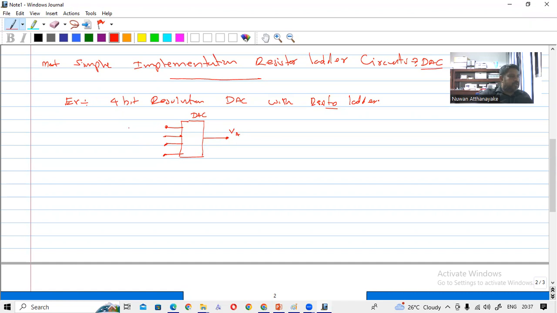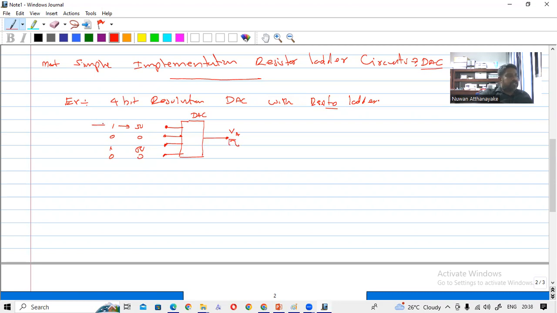The inputs are some voltage level, most probably 2 voltage levels. Those 2 voltage levels will represent a binary value 1 or 0. If you give a binary sequence like 1 0 1 0 to the input, actually you are giving some voltage value, maybe 5 volt, 0 volt like this, then you can get an analog output.